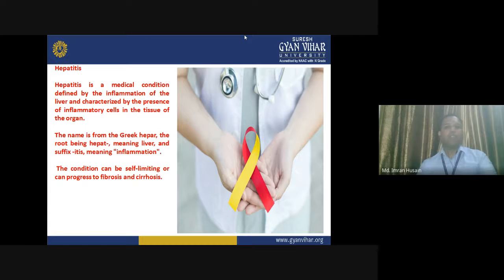Okay, whenever you are studying these terms, you must understand in depth the meaning of those terms. You do not have to mug up the whole definition or terminology. The things are very simple. If you dig up their root word or meaning, then you are able to very easily understand the real meaning of that particular word. Okay, the condition can be self-limiting or can progress to fibrosis or cirrhosis.